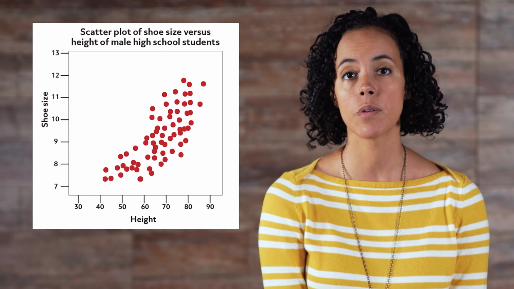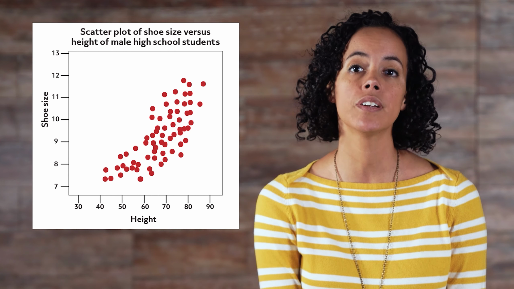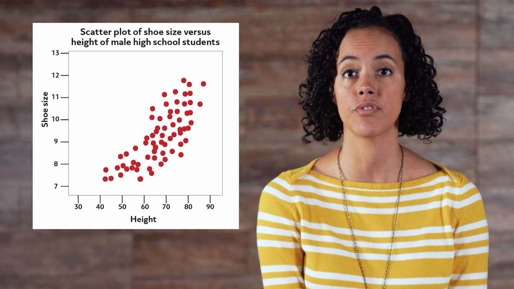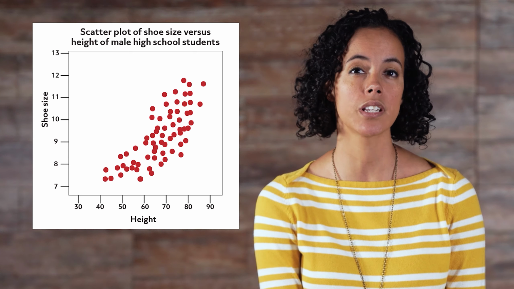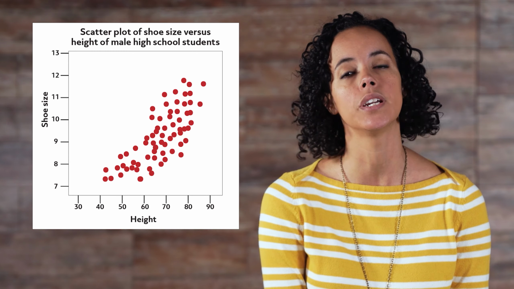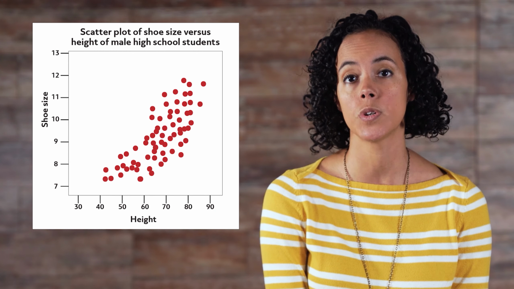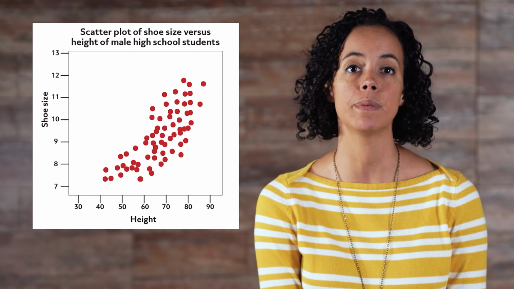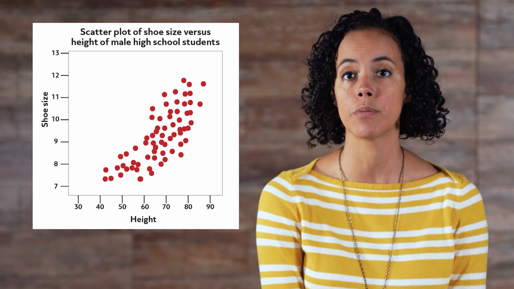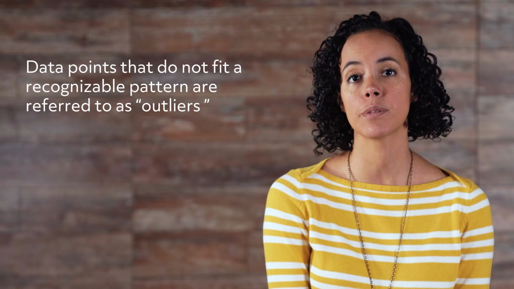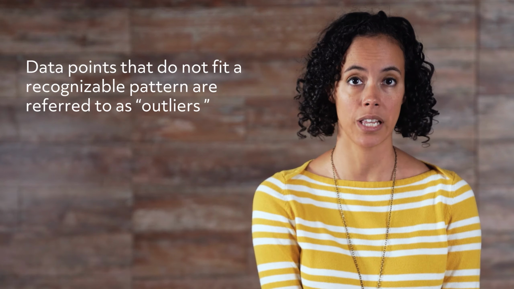Strength associates how tightly the points are gathered. An example of a strong positive, somewhat linear pattern could be revealed in a scatter plot of shoe size versus height of male high school students. Because typical male students continue to grow during the high school years, the data for all male students would likely show underclassmen data points at the lower end of the scatter plot and upperclassmen represented at the higher end. Data points that do not fit a recognizable pattern are referred to as outliers.